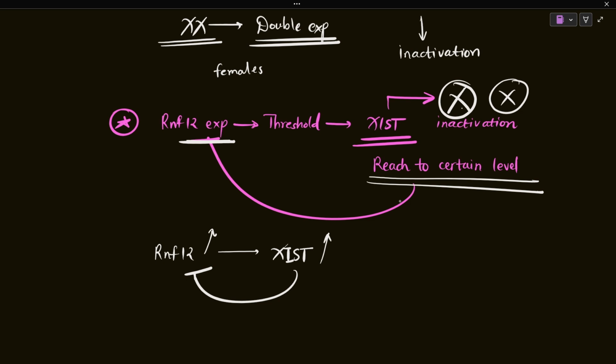So this is it for the counting part. In the next lecture, we will learn about the X chromosome inactivation center in detail. We will also learn about the choice, and we will continue with the further stages of X chromosome inactivation.